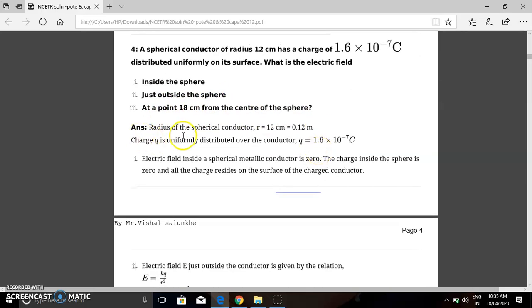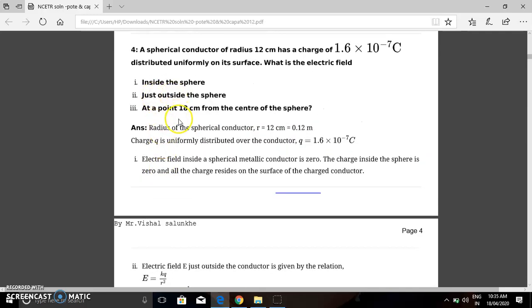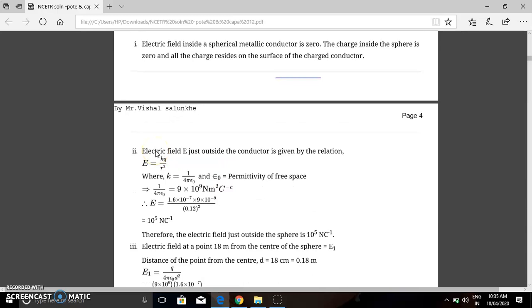So my dear student, we know that radius of the spherical conductor is 12 centimeter, that is 0.12 meter, and charge uniformly distributed is 1.6 into 10 raised to minus 7 coulomb. But as per inside the sphere, we know that inside the sphere there are no charges, so electric field inside the sphere is always 0. If you turn towards second, if you use simple formula, electric field, as I said, is nothing but K, 1 upon 4 pi epsilon naught into charge upon distance square.